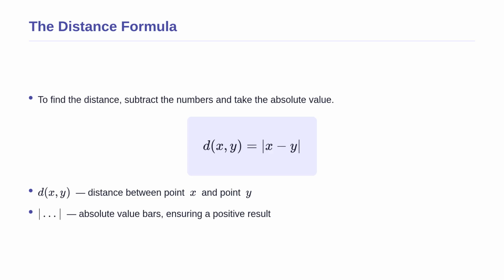Here, d stands for the distance. The variables x and y represent the exact positions of our 2 points on the number line. The vertical bars are the absolute value operation. If the gap between x and y increases, the distance increases. The absolute value guarantees that whether you travel from x to y or y to x, the physical distance remains exactly the same.